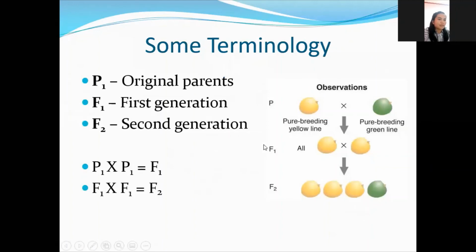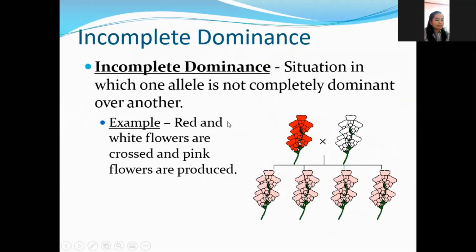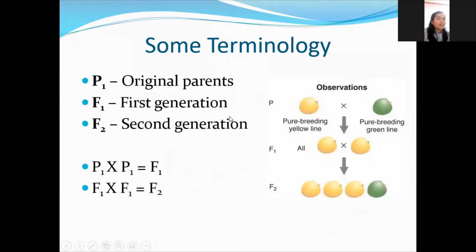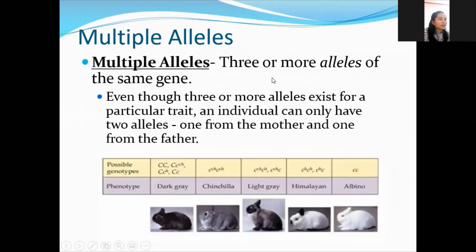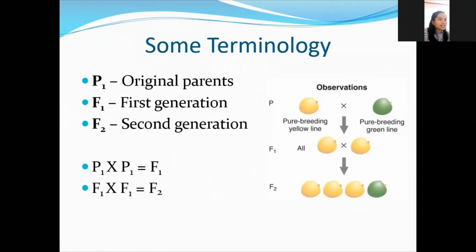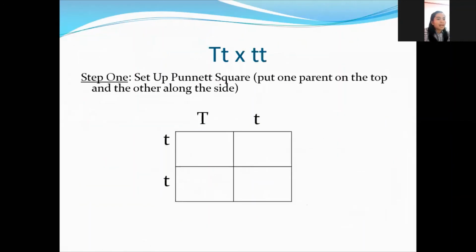Okay? So I've told you about this already. Original parents, first filial generation, and then second filial generation. So next meeting, we will discuss incomplete dominance, codominance, and multiple alleles, once we go into your mastery of your Punnett square. Okay? So, do you have any questions?